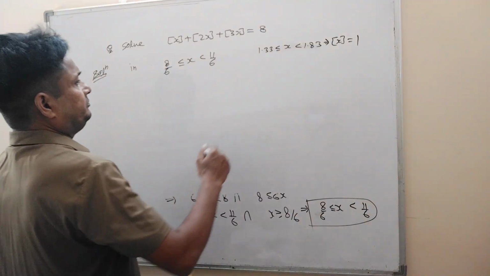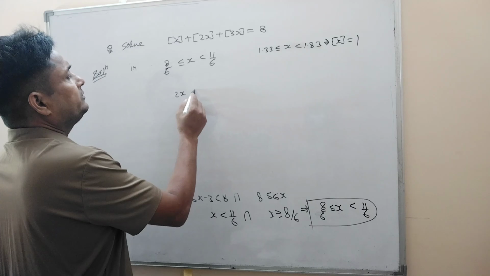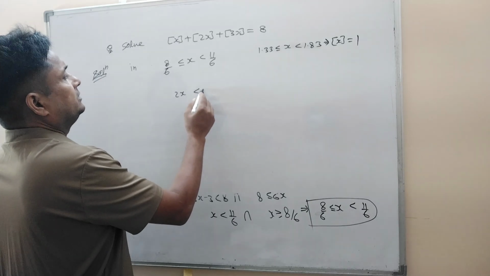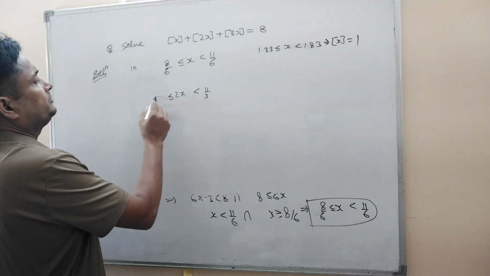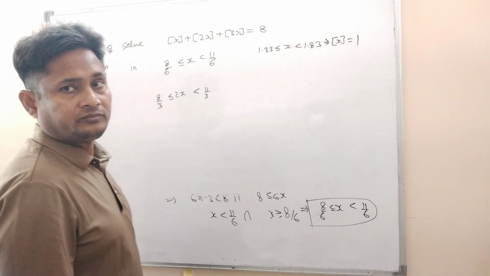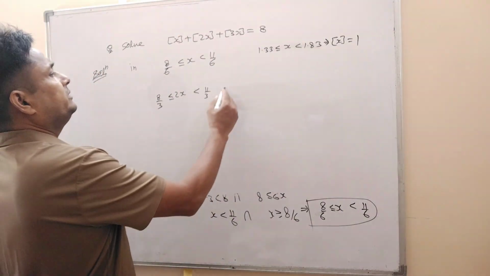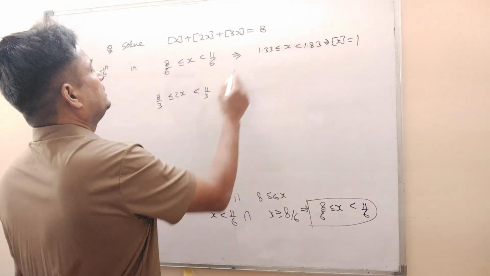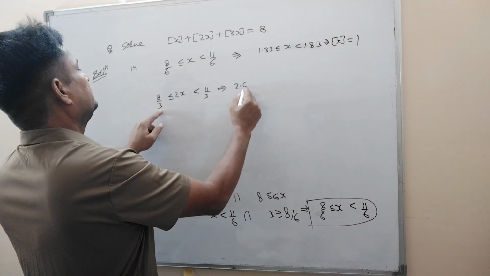Now find out 2x. 2x will be less than 11 by 3 and greater than or equal to 8 by 3. And if you take the greatest integer, how much will this be? This will be 2.66.